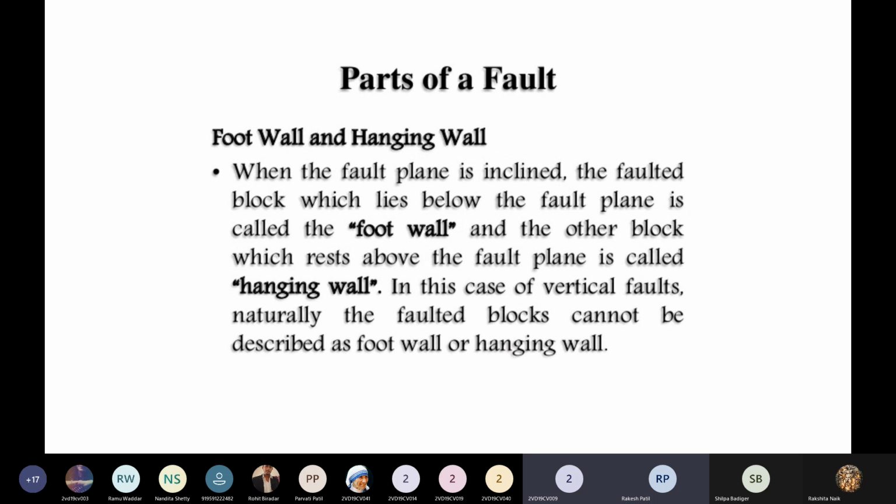Now, parts of the faults. In faults, we have a footwall and a hanging wall. Footwall is the block that stays stationary. Hanging wall is the block that moves with respect to the footwall. Either it may go downward or it may go upward.